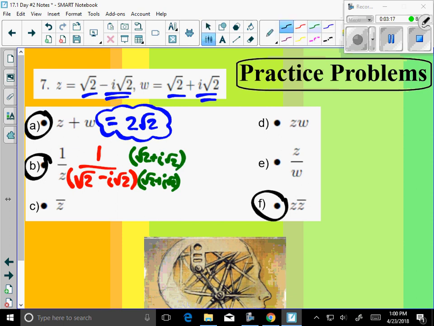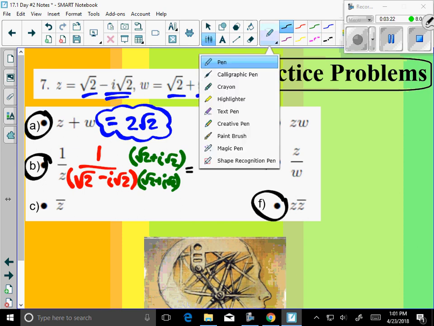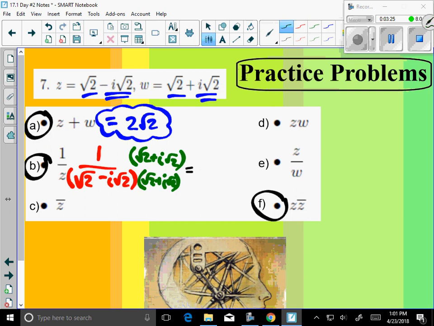So we're going to Florida the bottom. What will we get? What's root 2 times root 2? 2. And what is i times i? i squared, which is -1. But I've got a negative here, so it'll be a positive 1. And root 2 times root 2 is 2. So I've got 2 plus 2, which is 4. So the denominator comes out to be 4. In the numerator, I have one of those. And there's our answer for B.